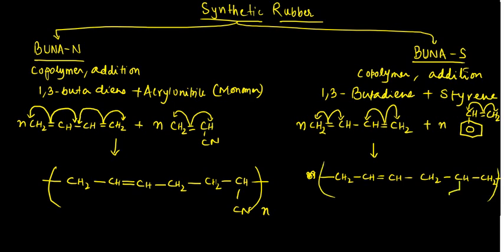This CH is connected to the benzene ring. This is Buna S rubber. This is Buna S. This is Buna N. Okay. So these are the two kinds of synthetic rubber that we prepare. So there is another kind of synthetic rubber which we are also going to do. So I am going to rub this part.